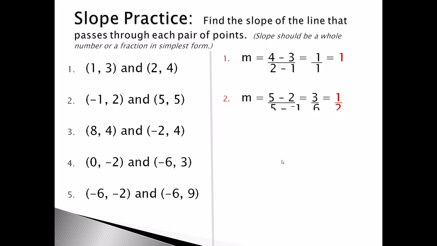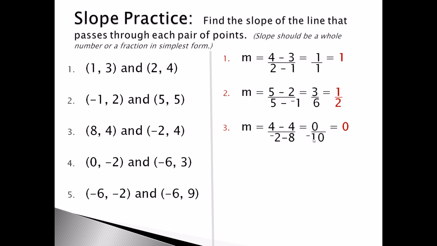Okay, number 2. So you subtract your y's. 5 take away 2, and 5 take away negative 1 is 6. If you left it as 3 over 6, ooh, I'd only give you half credit because that needs to be reduced to 1/2. All right, are you 2 for 2? I hope so. All right, next one, number 3. Here we go. I have 4 take away 4 is 0, and negative 2 take away 10 is negative 10. I have 0 over negative 10, which is 0 because it's on. Yeah, that's a horizontal line. Yeah, I know. You were excited too when you found that out, huh?